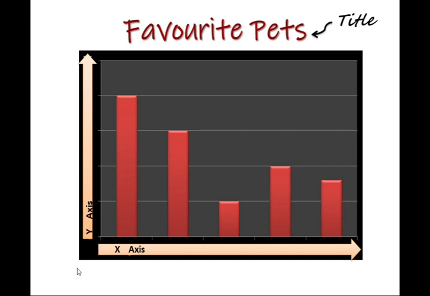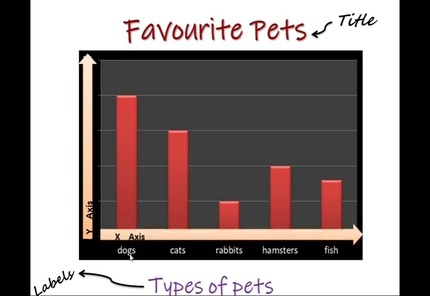We need labels for the x-axis and the y-axis. Let's start with the x-axis. The label for the x-axis is types of pets. Now we derive this label from my main title that says Favorite Pets. If I'm going to be drawing a bar graph of Favorite Pets, then I would need to select different types of pets to use on my bar graph. My different types of pets include dogs, cats, rabbits, hamsters and fish.